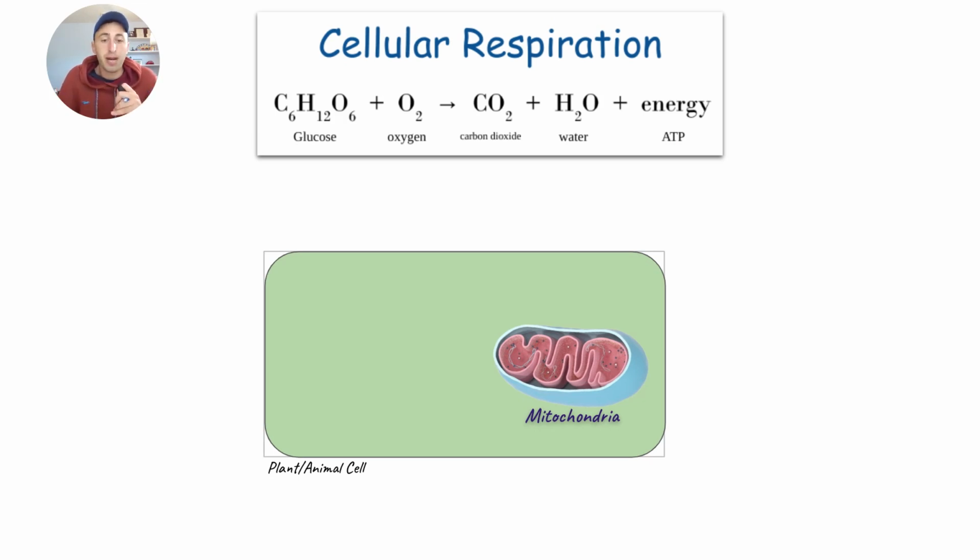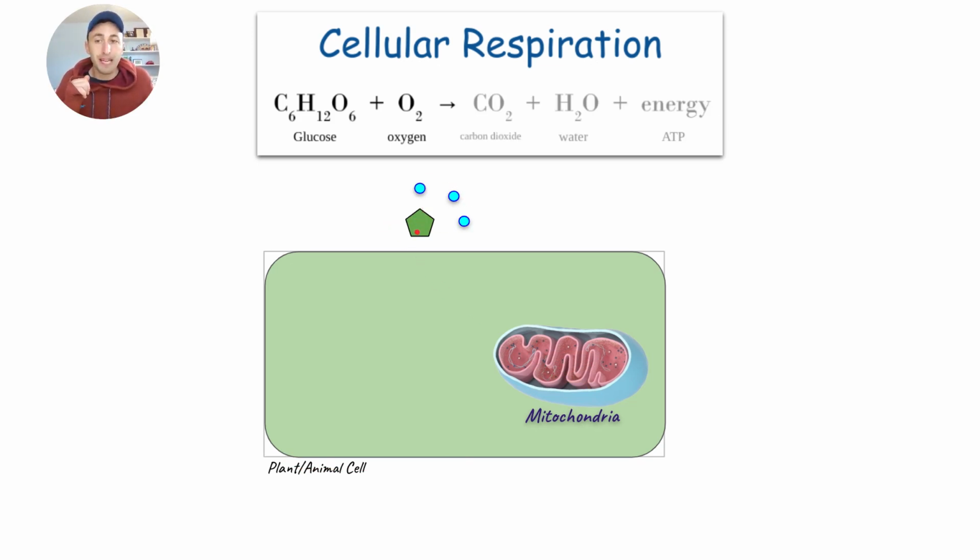So there are two very important processes to know for the Regents. One is photosynthesis, which we just did. And secondly, we now have cellular respiration. Now, again, all cells, plant or animal, they all have mitochondria. Here's the mitochondria. And what happens is the mitochondria will take in glucose and oxygen.